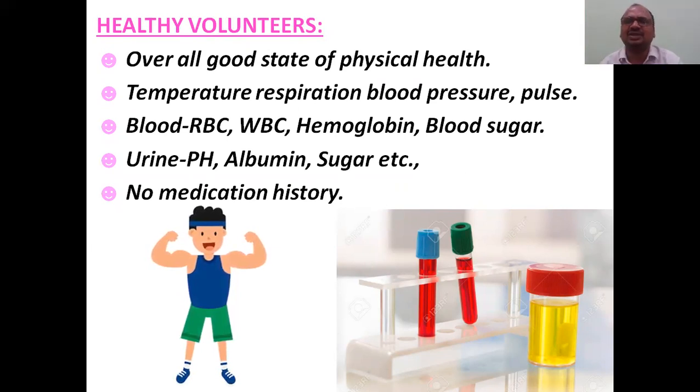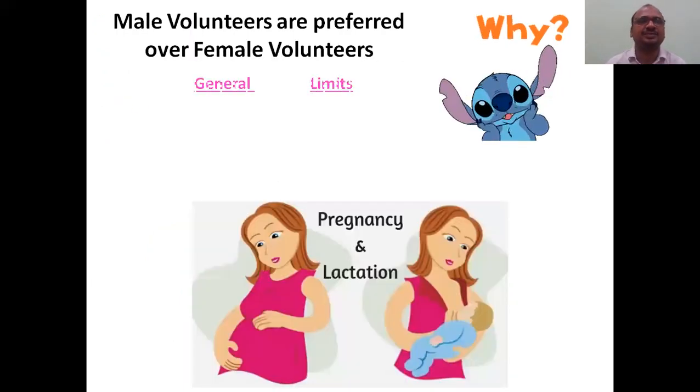Healthy volunteer means overall good physical status. You take a urine sample and do the test, and everything must be within the limits. You collect a blood sample and send it for normal RBC count, normal WBC count, normal hemoglobin, normal blood sugar level, urine pH, albumin, and sugar, and there is no medical history. That is the benefit of healthy volunteers, but it is suitable only for ADME studies.